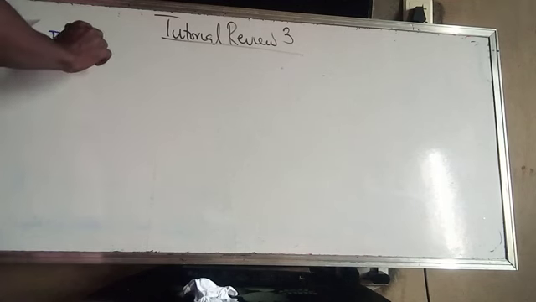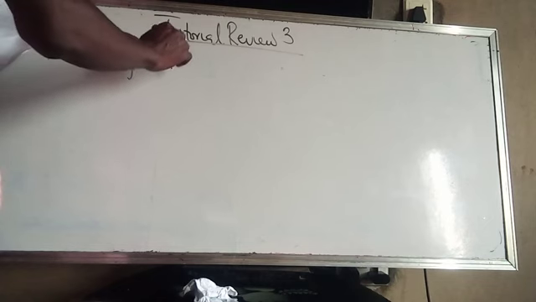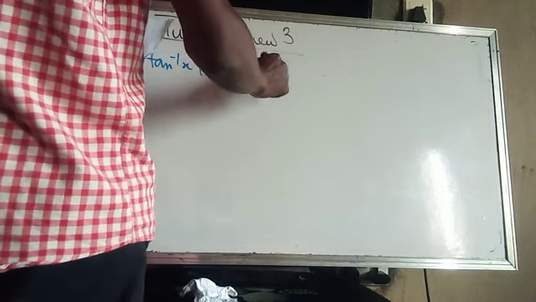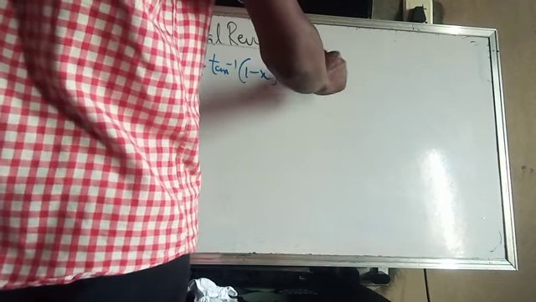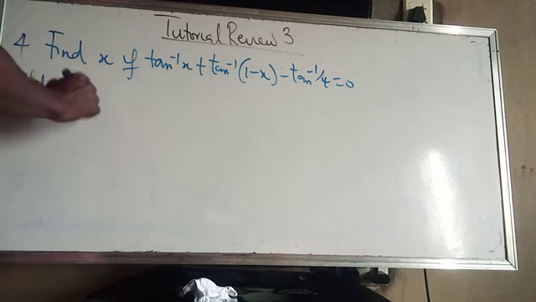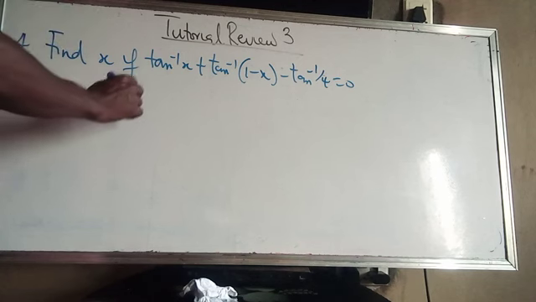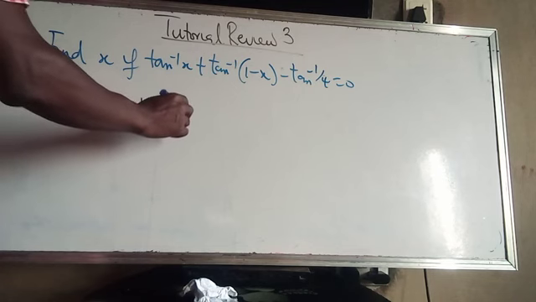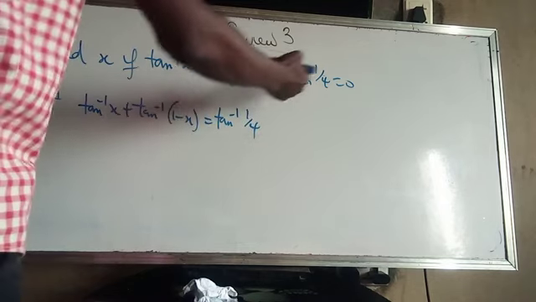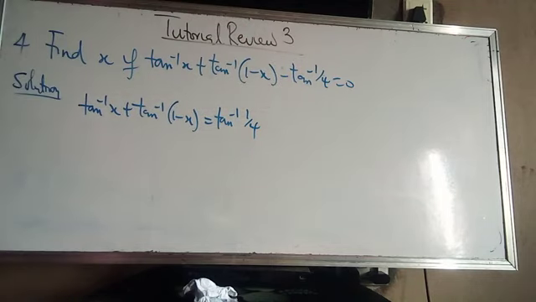Find x if tan inverse of x plus tan inverse of 1 minus x minus tan inverse of 1 over 4 equals 0. So, what is our x? This is coming from trigonometric equations. What we just need to do is rearrange first. We arrange tan inverse of x plus tan inverse of 1 minus x to be equal to tan inverse of 1 over 4, because 1 over 4 is a constant, others are variables with x.